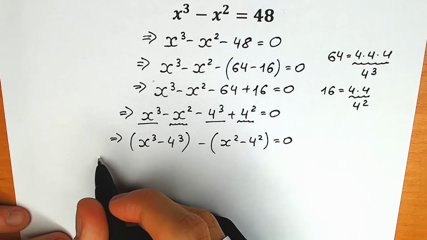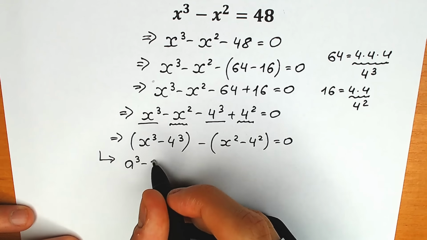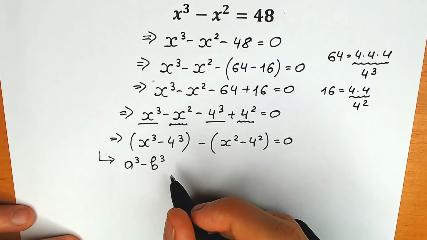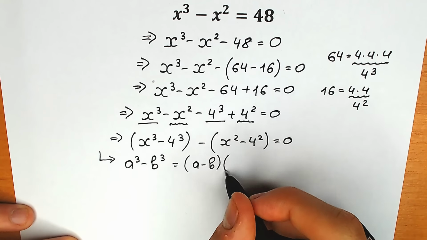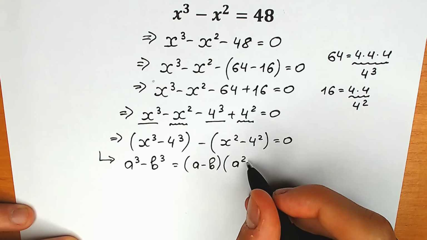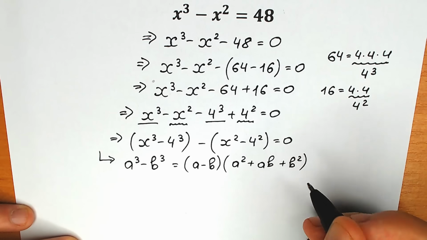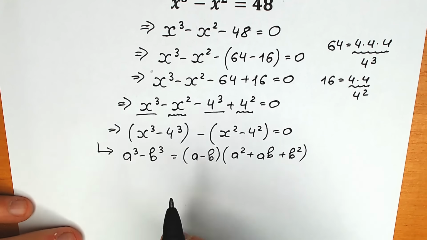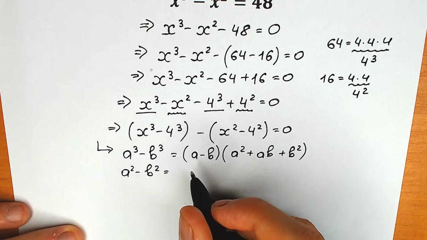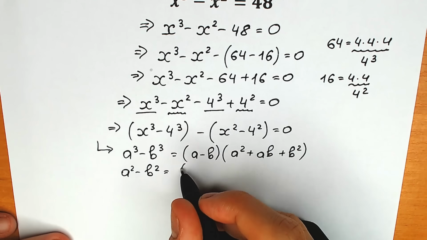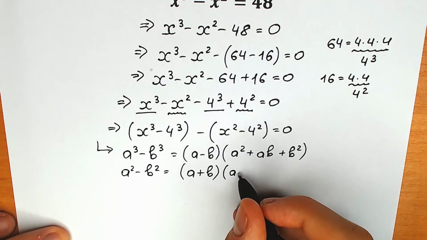What are we going to do next? We need to remember two formulas from school. The first one is the difference of cubes: a cubed minus b cubed is equal to a minus b times a squared plus ab plus b squared. And we need to know the difference of squares. This is our school identity as well: a squared minus b squared equals a plus b times a minus b. It doesn't matter what the order is.